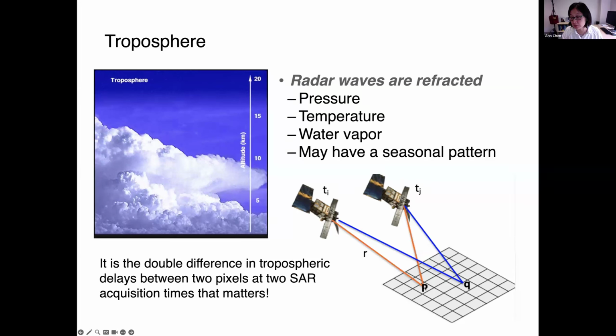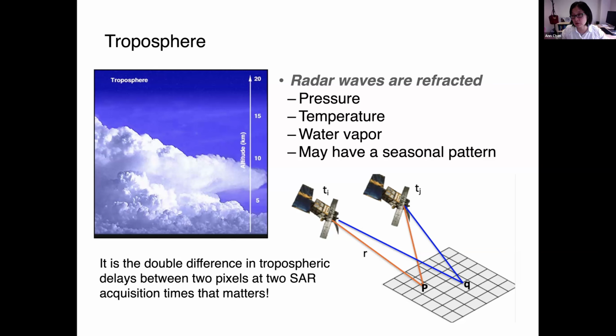So for this area, if P and Q are very close together, maybe 100 meters apart, then the paths from the satellite to these 2 pixels are essentially the same. And in this case, when you're doing this double difference, this delay is canceled.